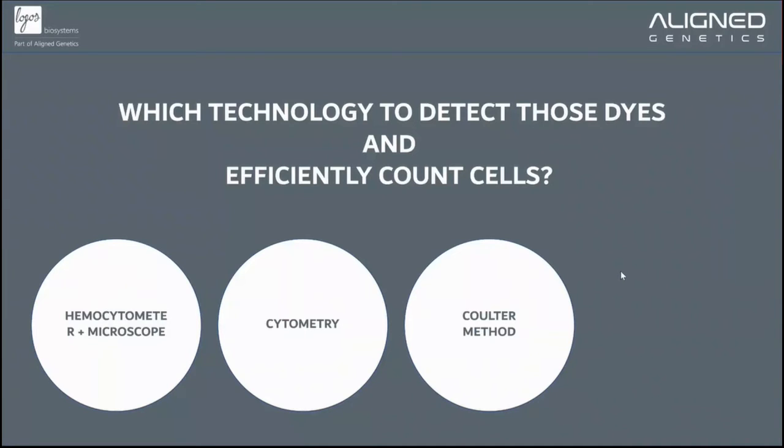Third method is the Coulter method. This is an interesting method for particle counting, but far less for cell counting. This method is based on impedance measurement. It measures the changes in electrical conductance as the particles pass through a small orifice.